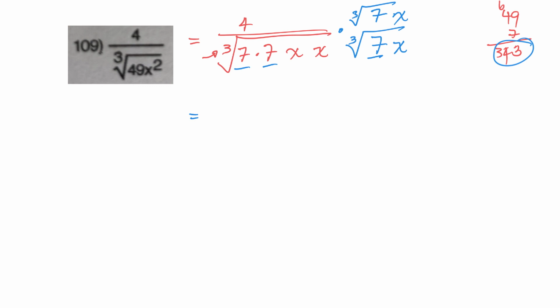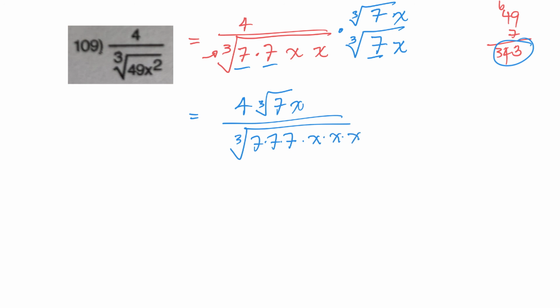So on the top, and I'm going to write an extra step, but I probably wouldn't normally write this, on the top I have 4 cube root 7x. On the bottom I have the cube root of 7 times 7 times 7 times x times x times x. Cube root of 7 times 7 times 7 is just plain 7. Cube root of x times x times x is just plain x. No cube root, no radical at all. And then on the top I have 4 cube root 7x.